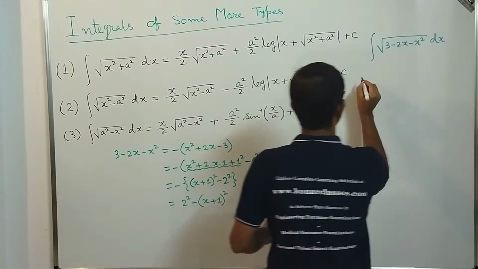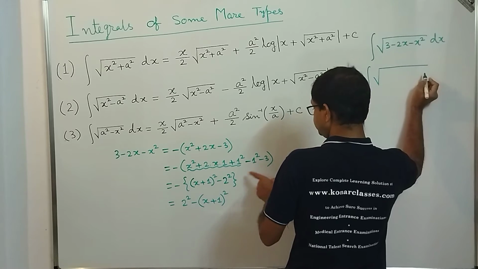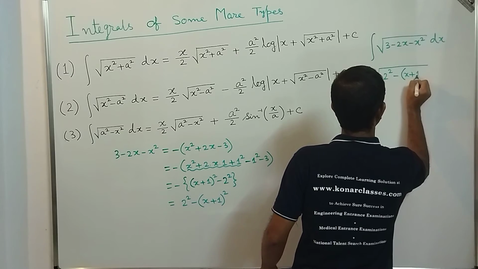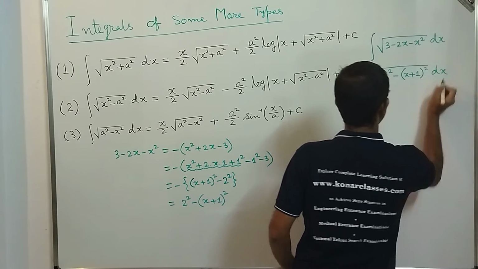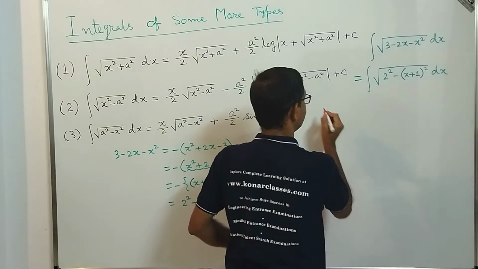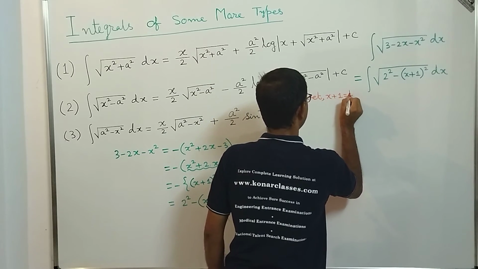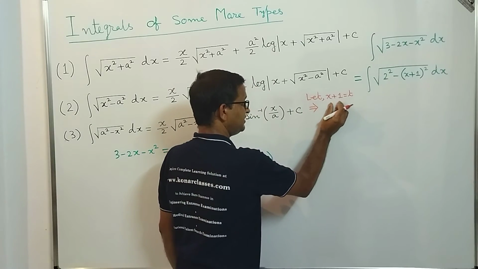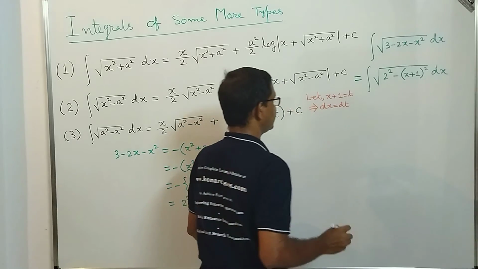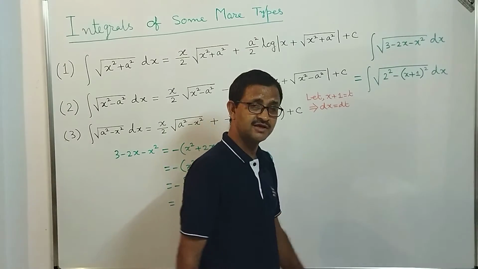Correct? So if we write it here, this is equal to the integration of square root of 2 square minus x plus 1 whole square dx. Okay, so what should we do? We should make a substitution here. What is the substitution? x plus 1 equal to t. So let x plus 1 be equal to t. This implies, if we differentiate, dx is equal to dt. Correct? How? d of x plus 1 means dx plus d of 1. Differentiation of 1 is 0, and on the right hand side it is dt.